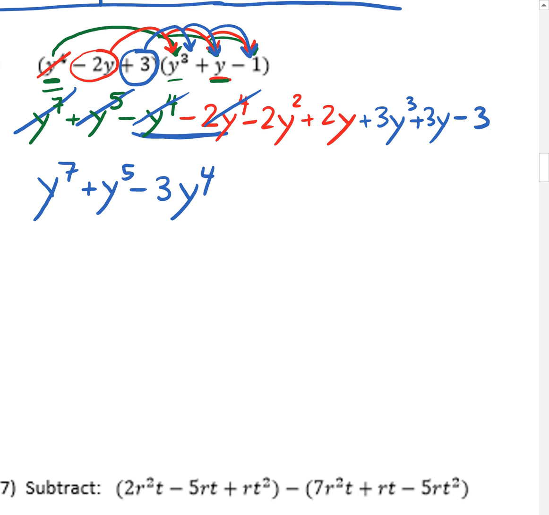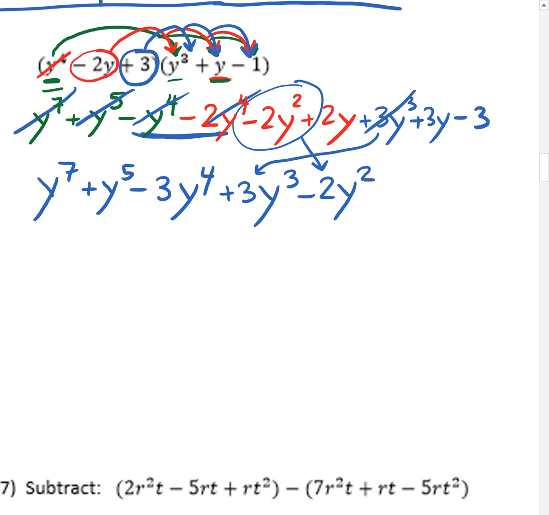The next highest power is this 3y to the 3rd. After that, there's only one y squared here, huh? Okay, so we'll just bring that guy down. Negative 2y squared. And then what do we have? 2y and 3y makes 5y. And the last guy is the constant term, which has no like term. So we'll just bring him down.